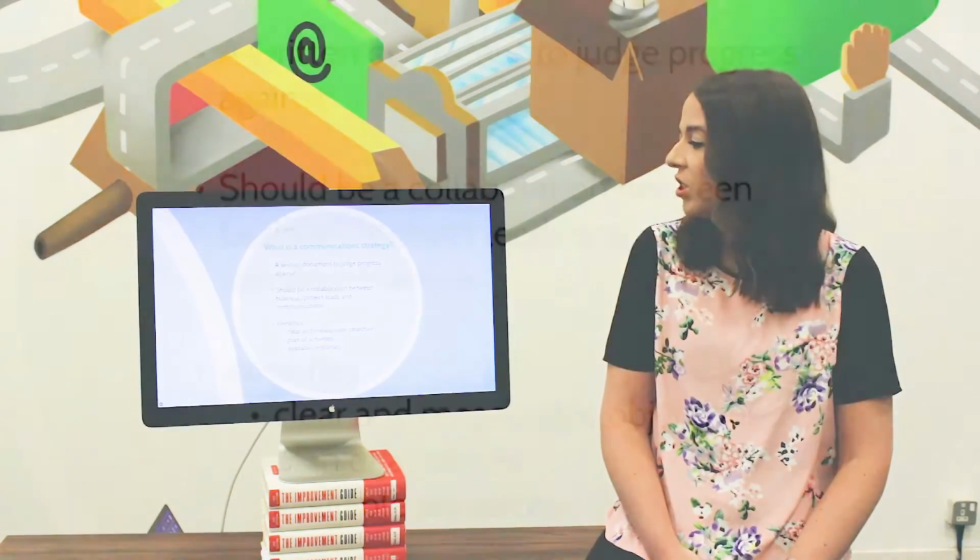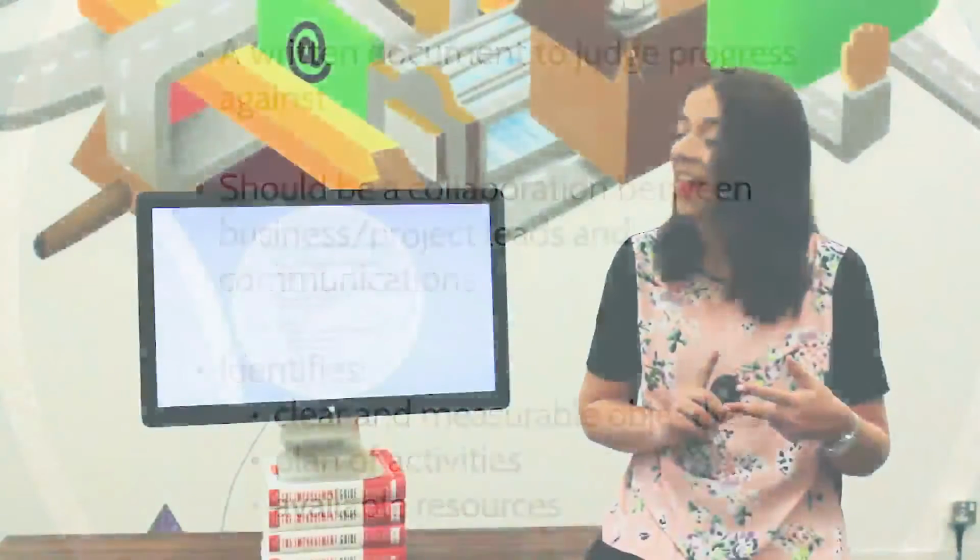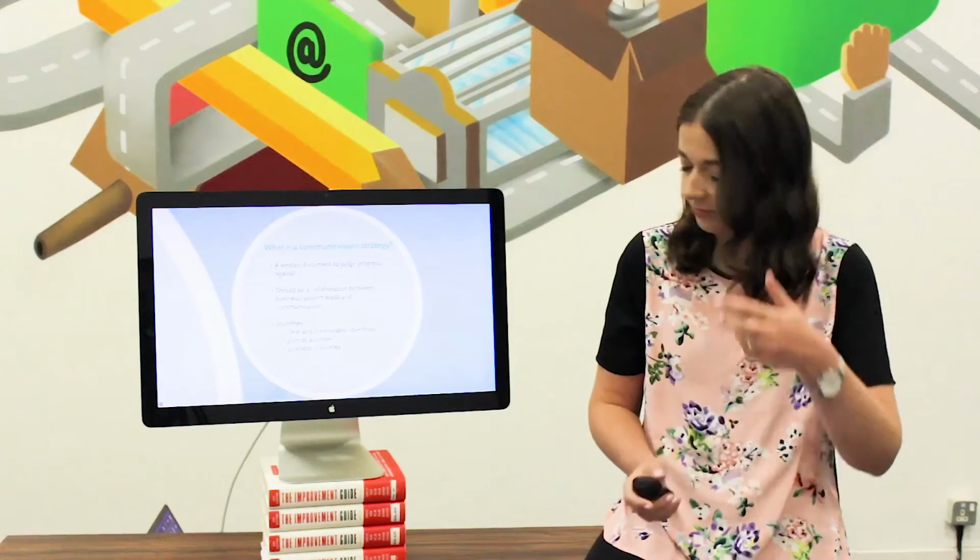It's a written document to judge processes against. It should be a collaboration between a project team and the wider business. You should try and get as much input as possible into your communications plans and strategy. And it needs to identify clear and measurable objectives, a plan of activities, and the available resources that you have.